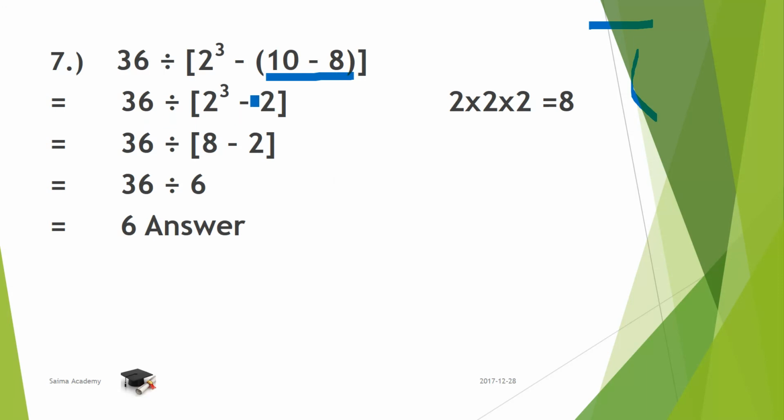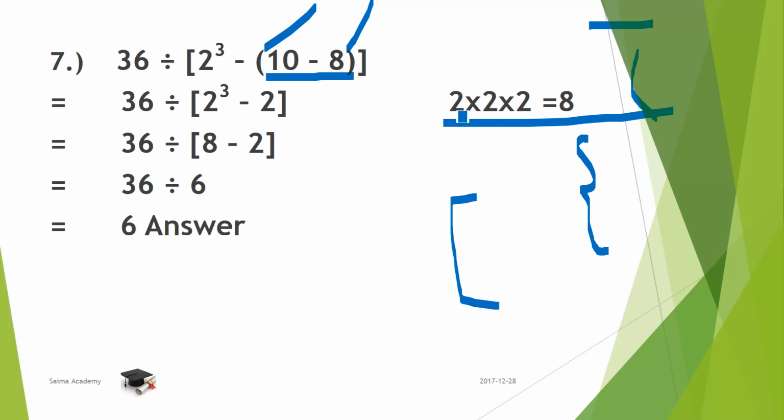So write down as it is, and here 10 minus 8 equals 2. Now this bracket is solved, and then we do not have this curly or medium bracket, so go to this large bracket. In this large bracket you have 2 cube. It does not mean 2 times 3 is 6. It means you have 2 three times: 2 times 2 is 4, 4 times 2 is 8. Do not write down 6 here. So 8 minus 2, which is 6. Now you have solved this bracket as well. 36 divided by 6 is equal to 6.